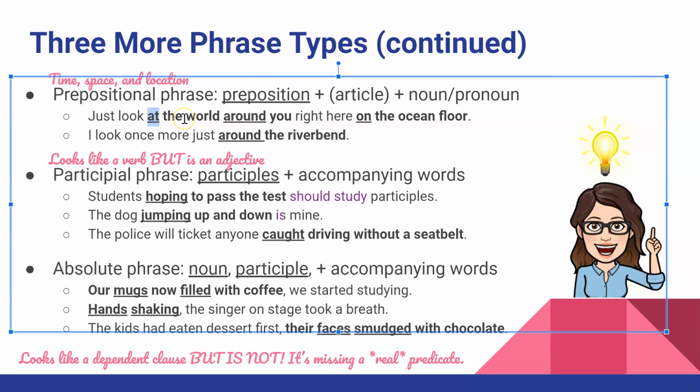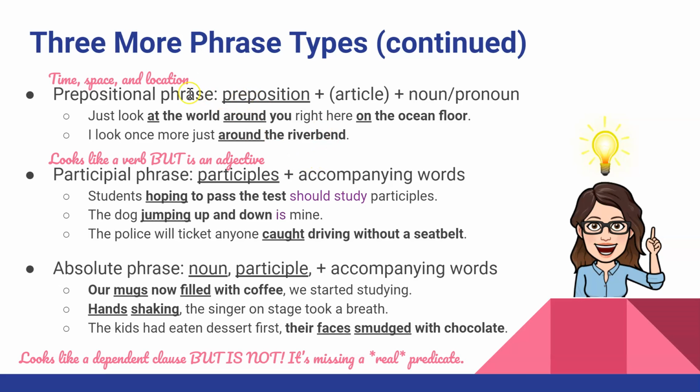See, told you earlier there can be more than one phrase in a sentence. Okay. Same thing though. At the world and on the ocean floor follow the same pattern. Preposition, at or on. Article, the. And then noun or pronoun. Same thing in Pocahontas. I looked once more just around the river bend. Okay, around, preposition, article, the, river bend, noun.